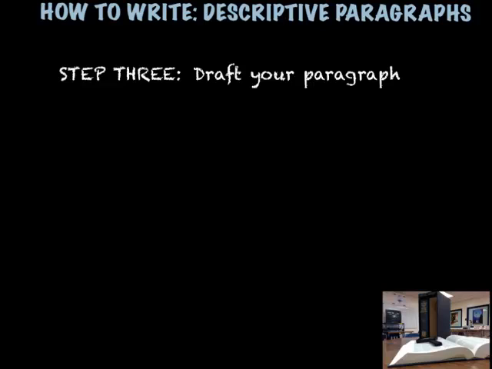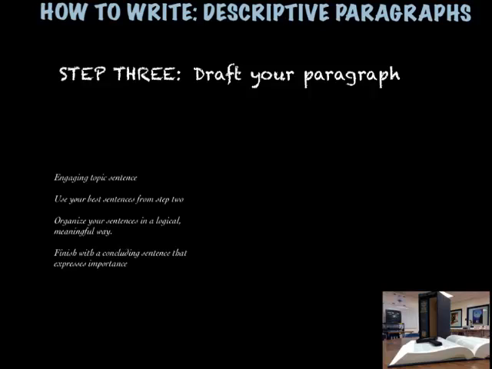Draft your paragraph. Like most paragraphs, we want to start with an engaging topic sentence. Then choose your best sentences from step 2 to fill out the body of the paragraph. Be sure to organize your sentences in a logical, meaningful way. Finally, finish with a concluding sentence that expresses the importance of your topic.